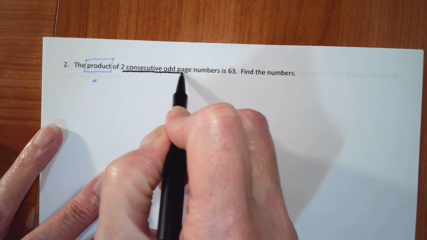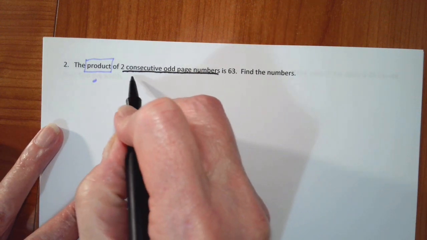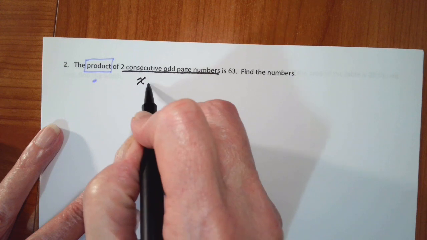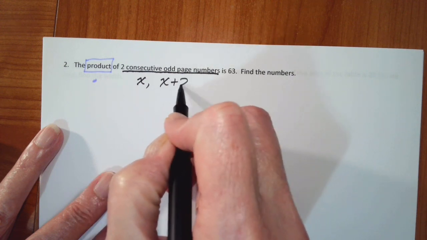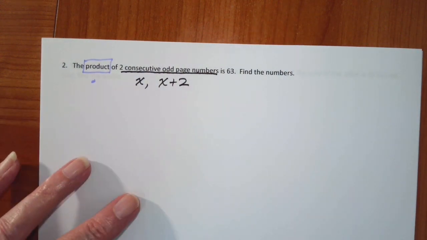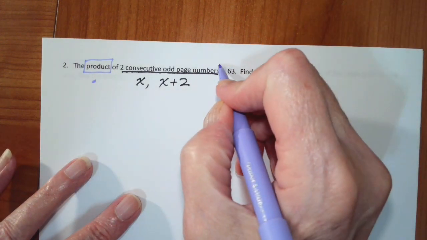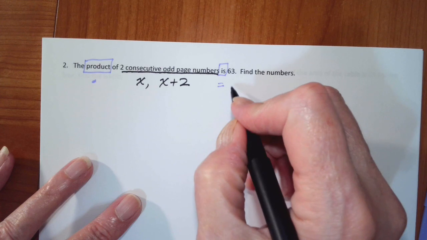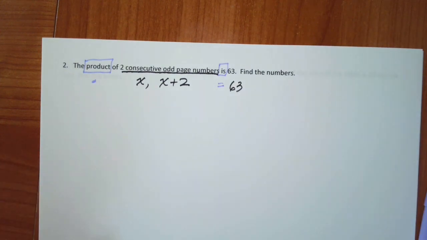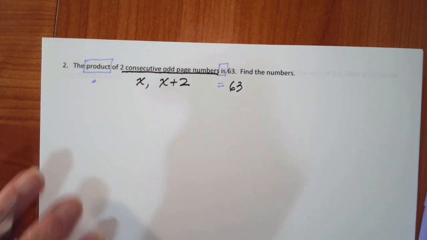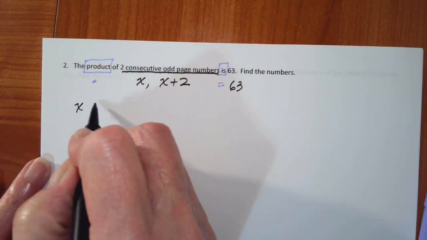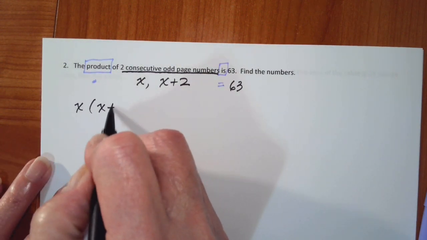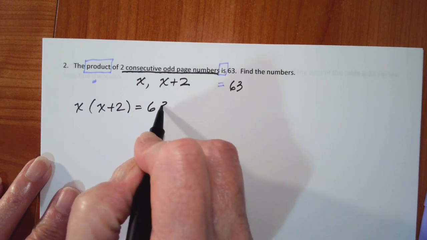Okay, we may have to look this up again, but if I have two consecutive page numbers, those are x and x plus 2. Is means equal, and of course 63 is just 63. So I have x times x plus 2 is equal to 63.